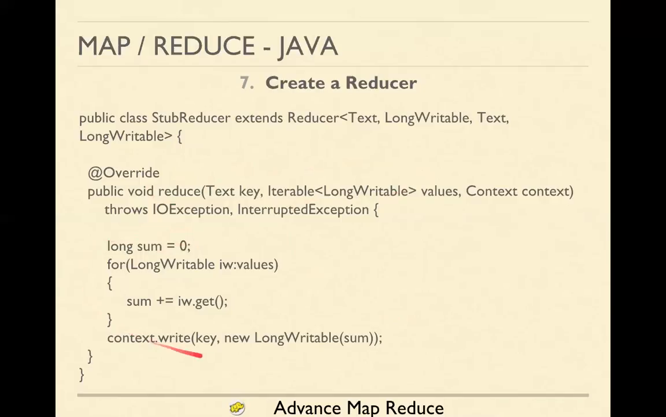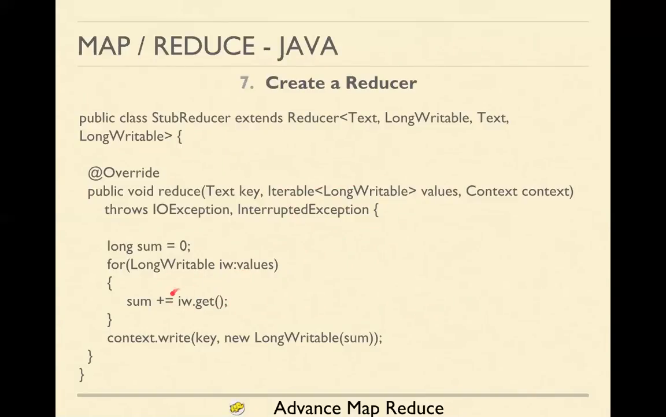All the values will come together, and for each of that group this method called reduce will be called. Here you can see that all we are trying to do is say sum equals to zero, and for every value we are summing up. We are iterating, going through this list of values. You can see that we are saying for LongWritable IW in values, sum plus equals IW dot get. Now you can see that this is unwrapping the gift. IW is a LongWritable kind of thing.